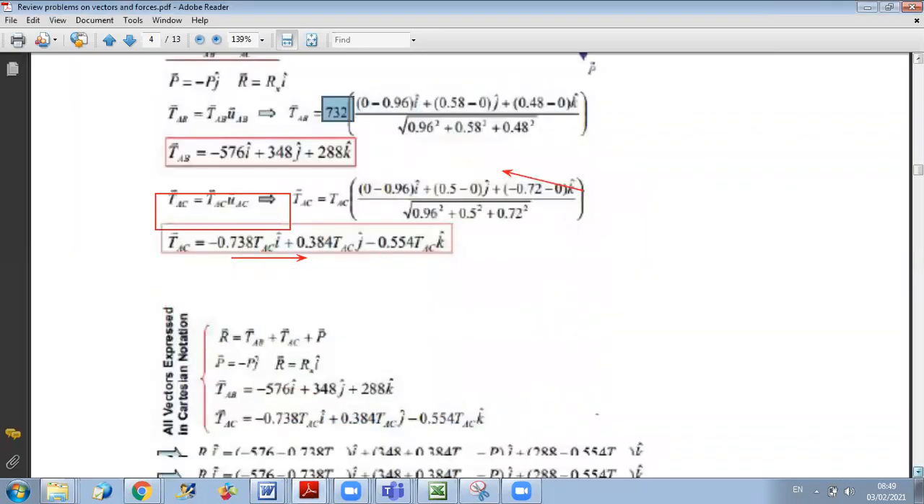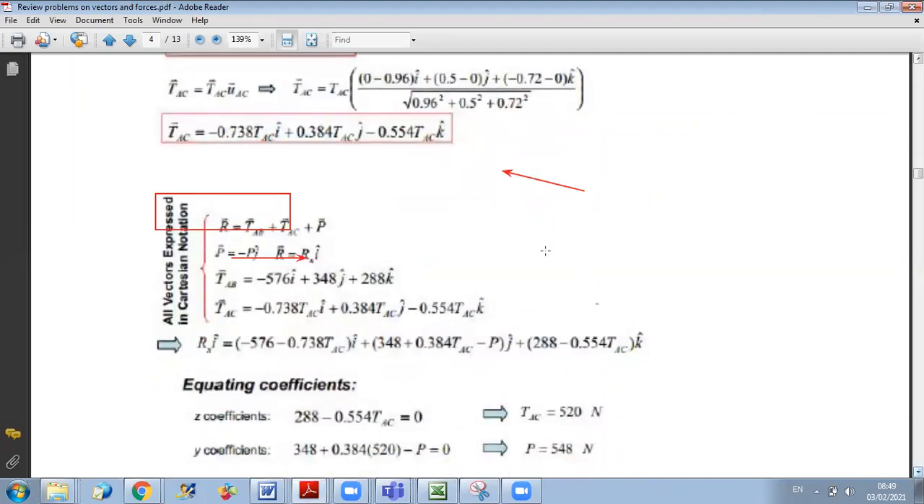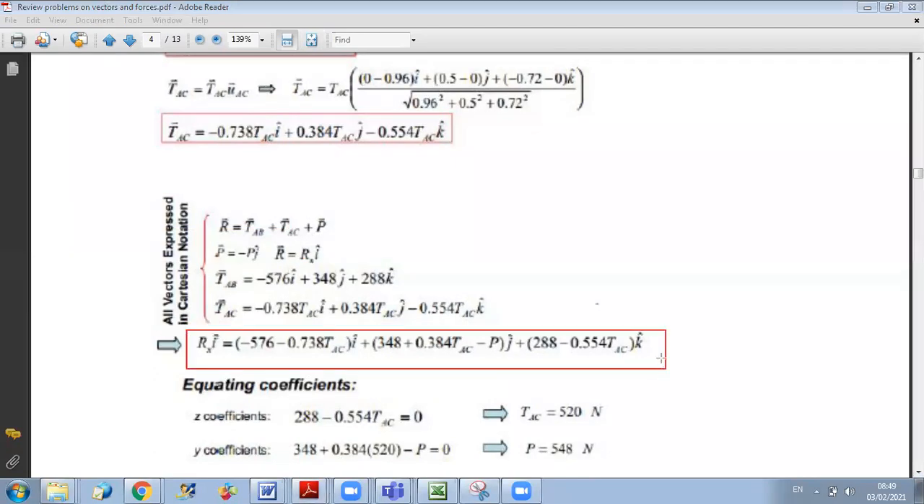So now the final step is to replace. Once I have the expression of each vector, all I have to do is replace in my equation and compare. What do I mean by compare? Here you have a vectorial relation with two sides. At the left you have Rx i, and at the right you have three terms along I, along J, and along K. Since they didn't ask for Rx, they just asked for the magnitudes of TAC and P, it is enough to compare along J and K.